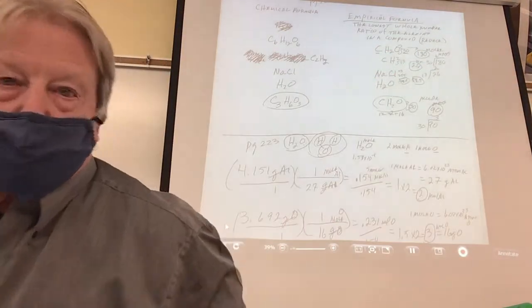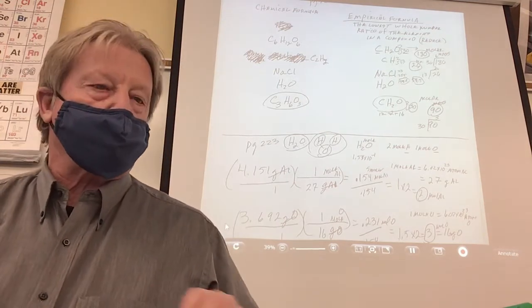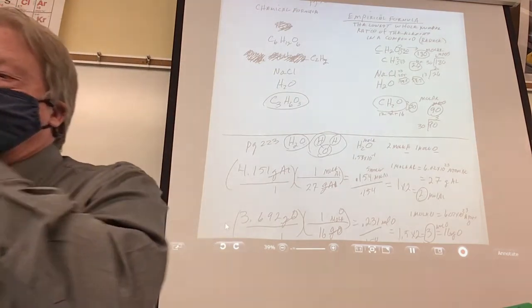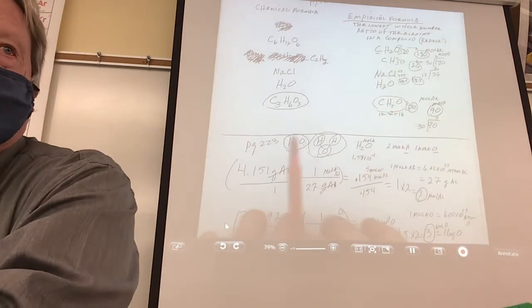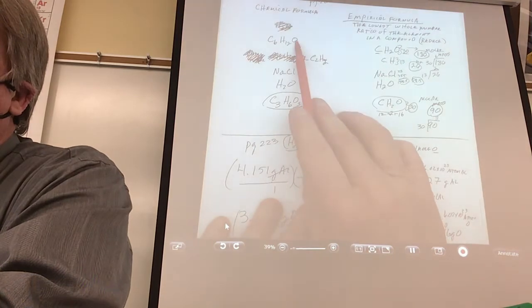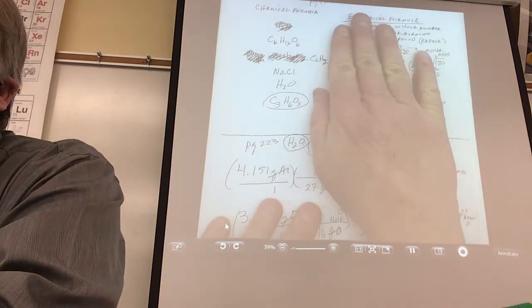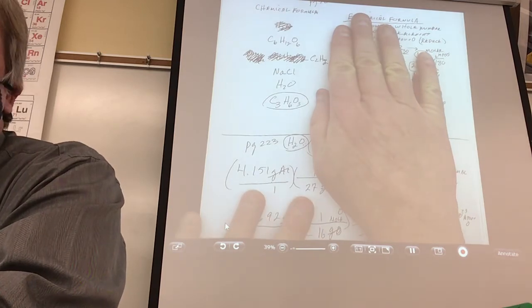Okay, so the last 5 pages of chapter 8 are on empirical formula versus the chemical or molecular formula. So let's take a look one more time. The easiest questions on the test would be something like this. Which of the following, what if I showed you these right here? Which of the following are empirical formulas?